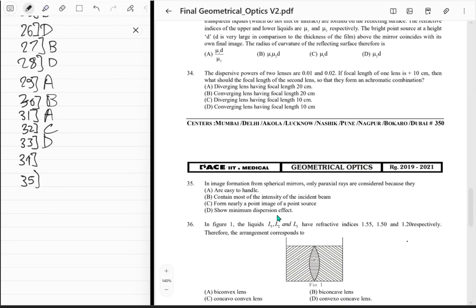Shows minimum dispersion effect. Well, no, you can just use monochromatic light. What's the big deal? So C, I think, is the main thing. So for 35, C. You know how I deal with it?